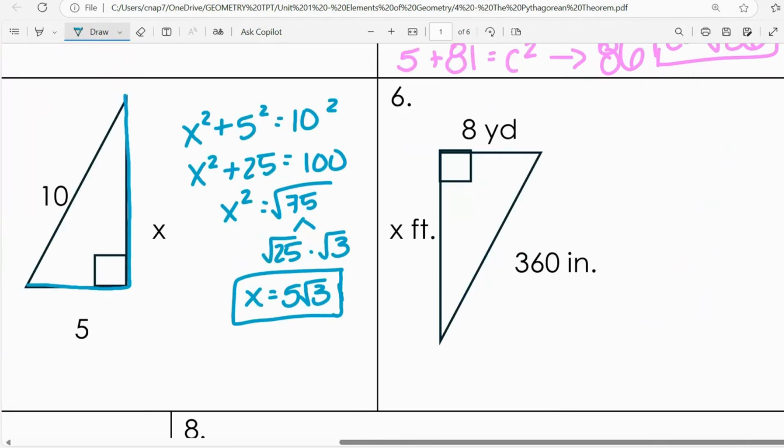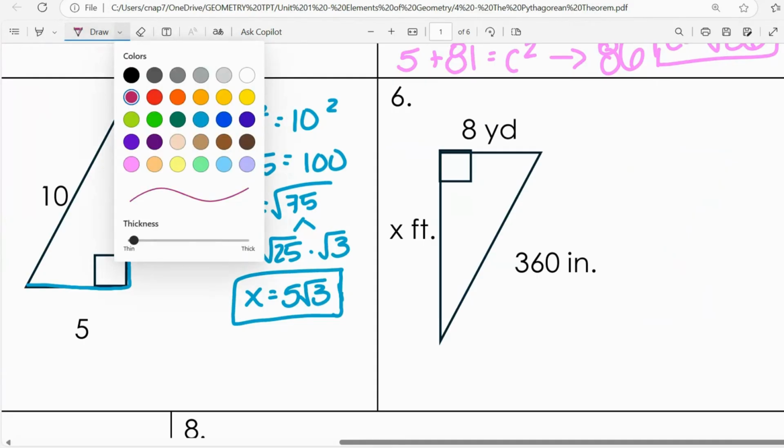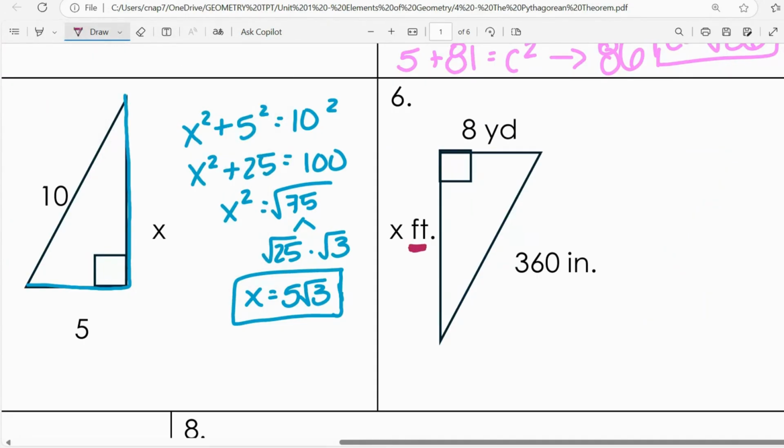Number 6 does have the units differently, but this time it's telling us to convert everything specifically to feet because it wants the answer as x feet. So if you have 8 yards, that means you have 24 feet. And if you have 360 inches, if you divide this by 12, that means you have 30 feet.